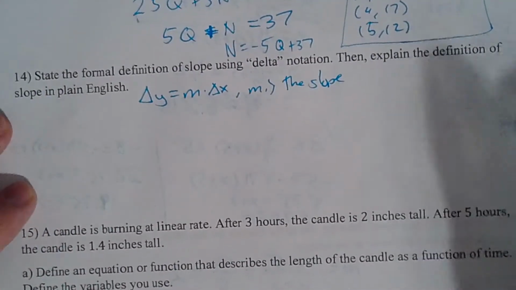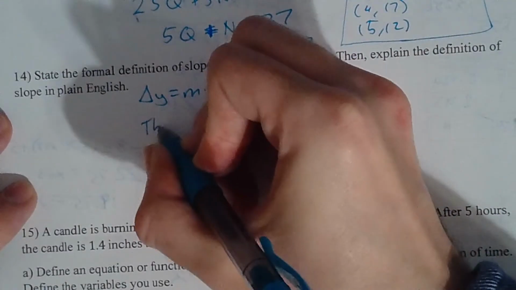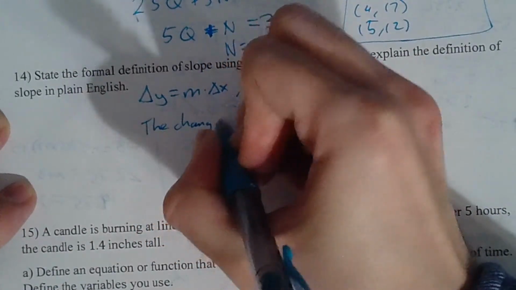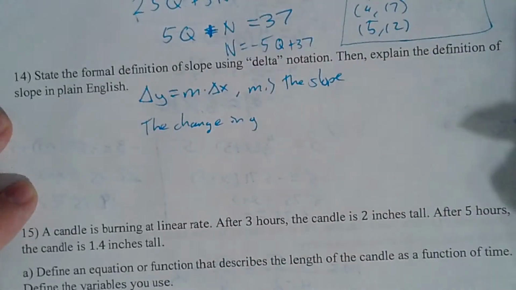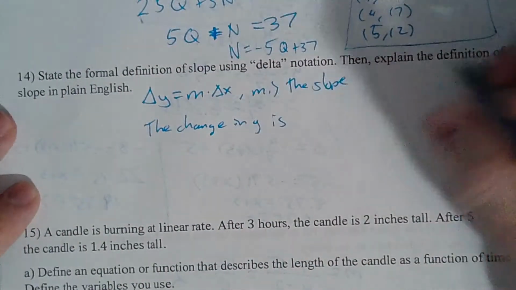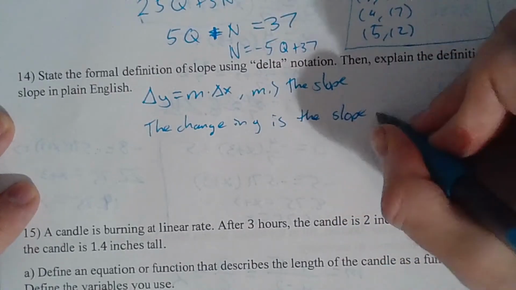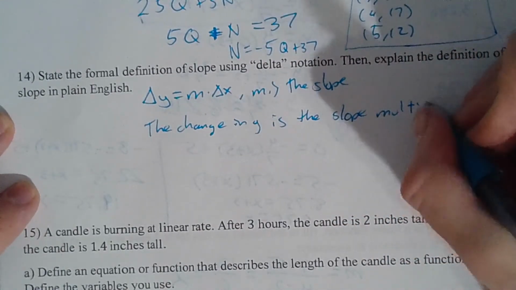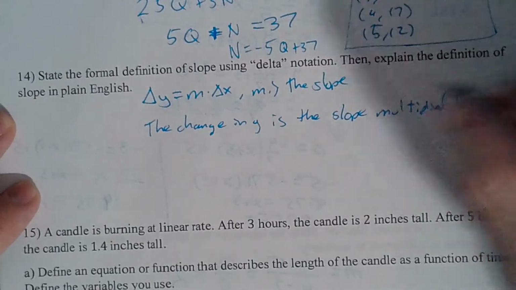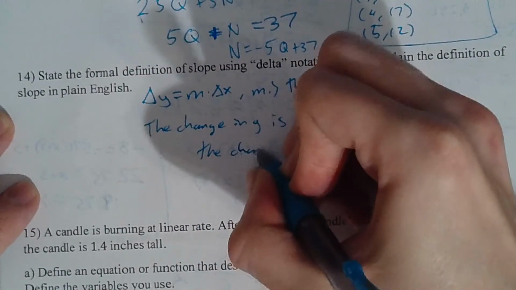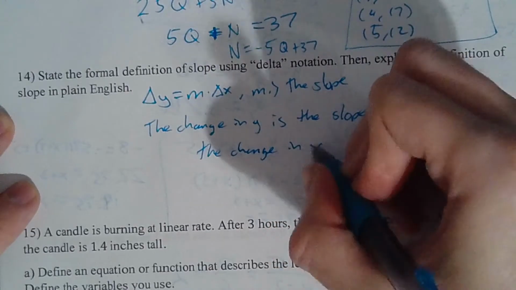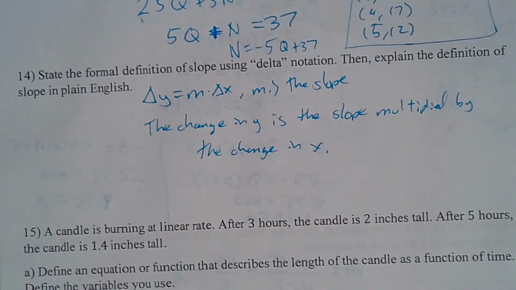That is to say, you just have to say the change in y, that's what delta y is, is the slope multiplied by the change in x. That's all you gotta do.